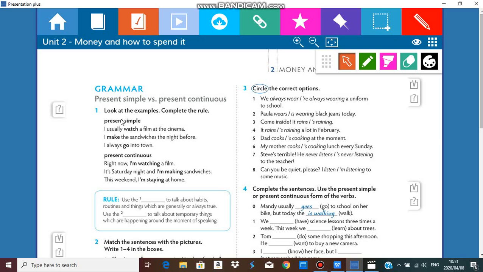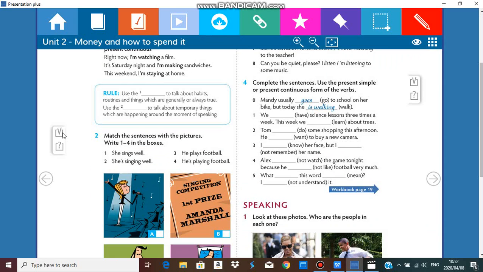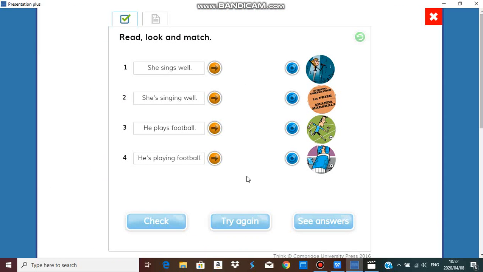Okay, so look at the examples. I usually watch a film at the cinema. That's a habit, that's a routine. I make the sandwiches the night before. I always go into town. These are habits and routines. Present continuous. Right now I'm watching a film. It's Saturday night and I'm making sandwiches. This weekend I'm staying. So if you can see what happens, ing, make, ing, and go, stay, ing. So let's get to our exercise. The exercise says we have to match.